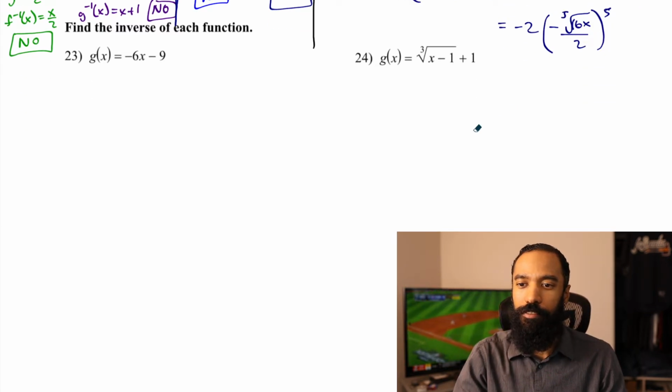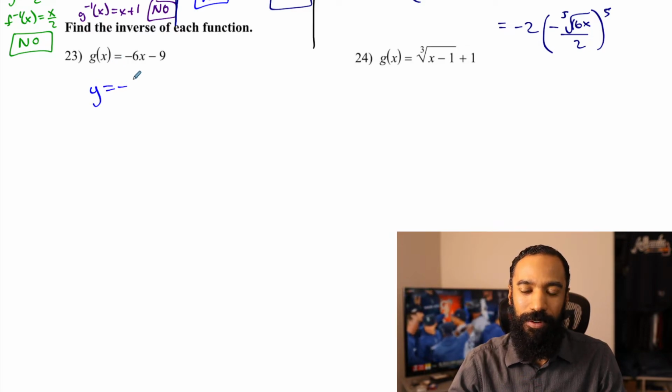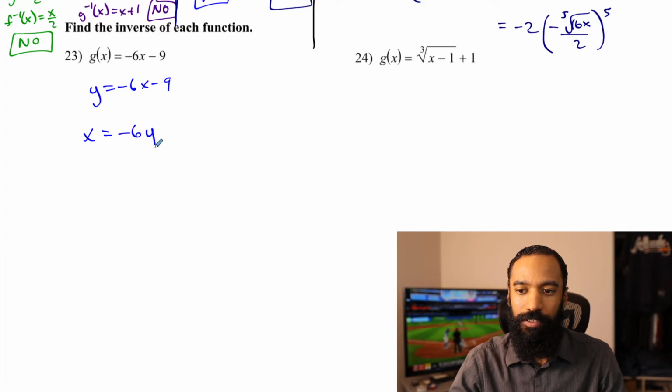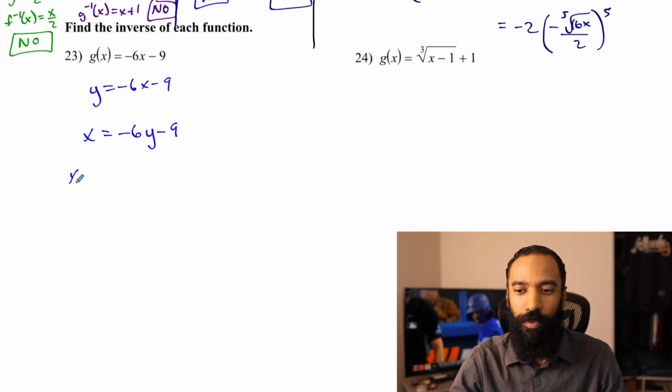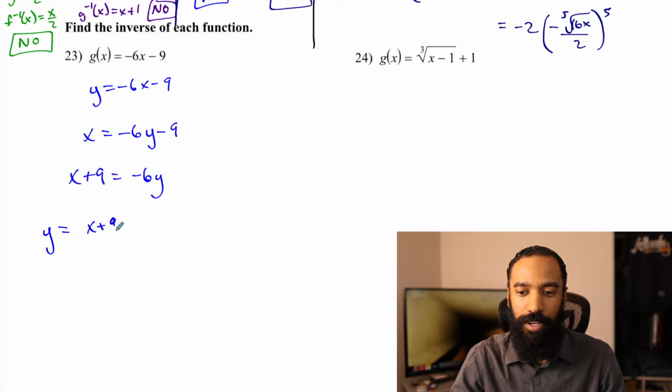All right. Find the inverse of each function. These should be a little faster. Y equals negative 6x minus 9. Swap x and y. x equals negative 6y minus 9. Let's solve for y by adding 9 to both sides, and then dividing both sides by negative 6. y equals x plus 9 over negative 6.